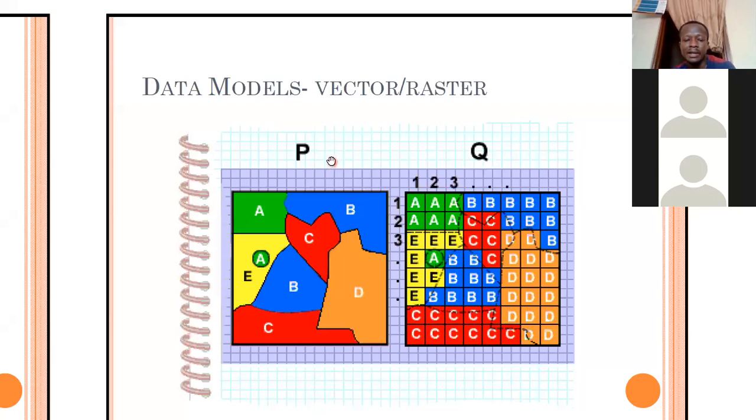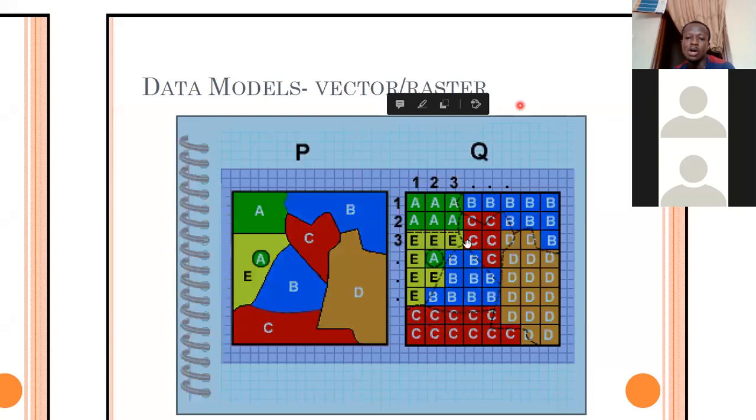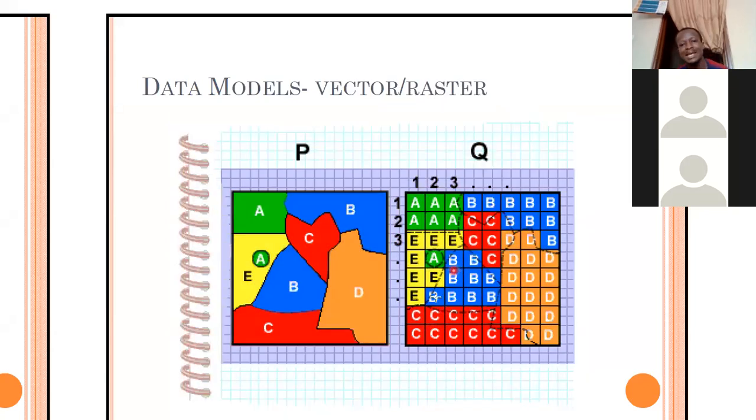So here, I'm trying to emphasize more on the relationship between the vector and the raster model. And we are going to also look at the advantages of vector versus the raster. Is that okay? So clearly it's the same area, okay?